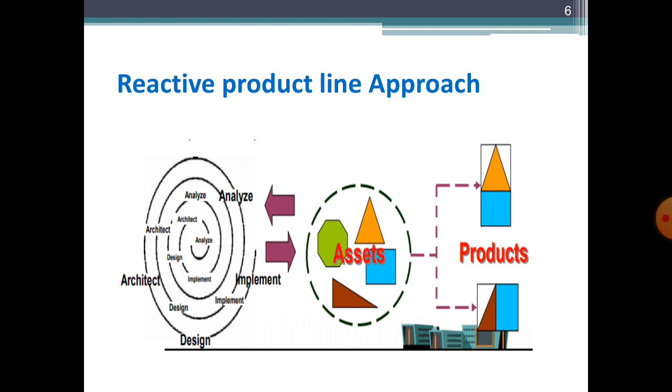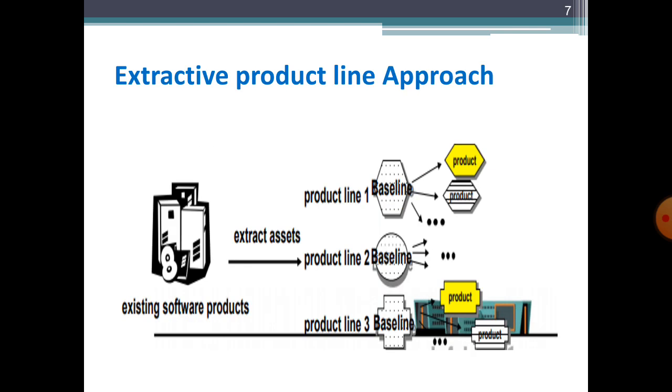So this reactive approach of product line normally suits situations where we cannot predict the requirements for product variations well in advance as well. So the third approach of product line is the extractive product line approach. First you should understand the diagram as well.